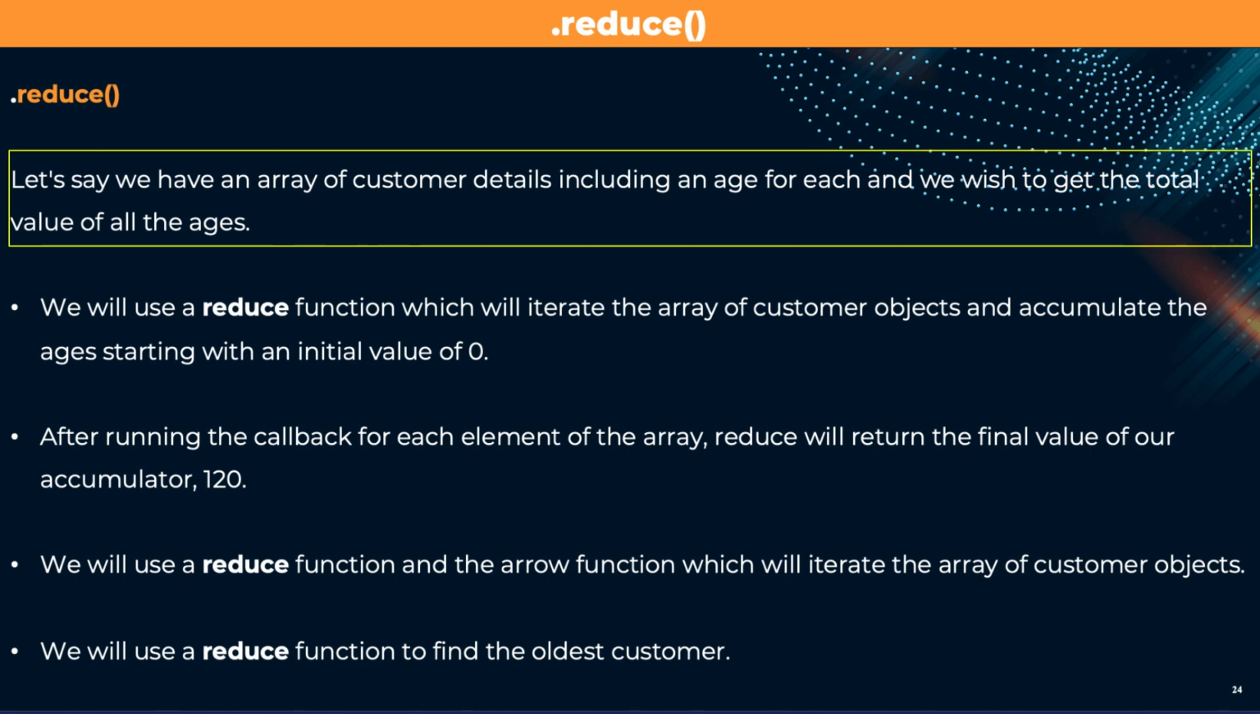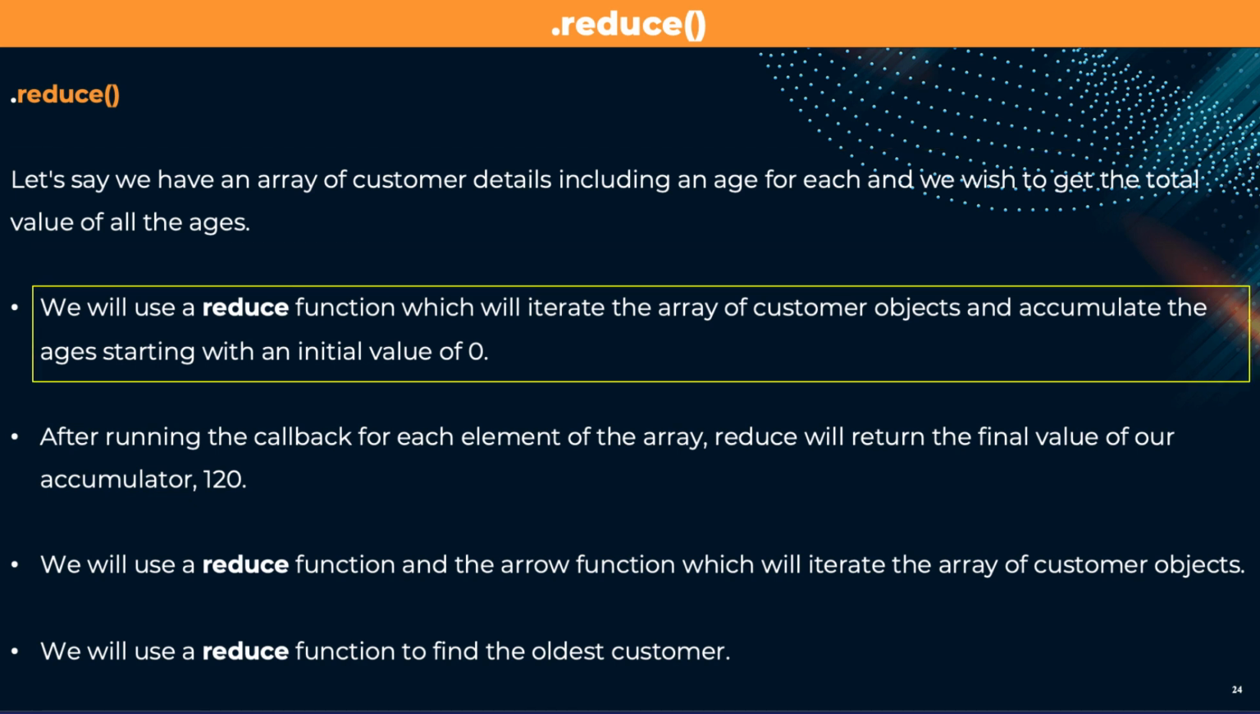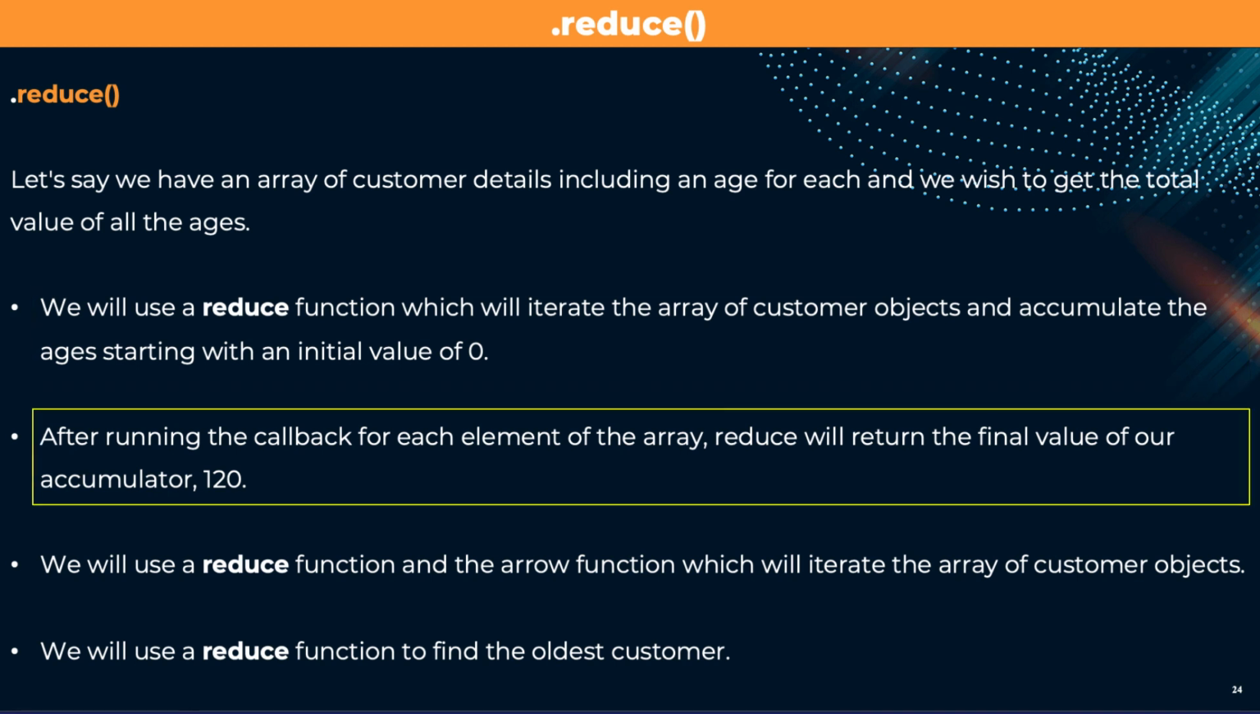Let's say that we have an array of customer details as we did in the last example, including an age for each, and we wish to get the total value of the ages. We will use a reduce function which will iterate the array of customer objects and accumulate the ages starting with an initial value of 0. After running the callback for each element of the array, the reduce function will return the final value of our accumulator, which in our case is 120.